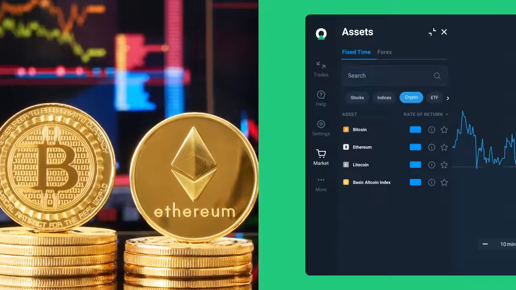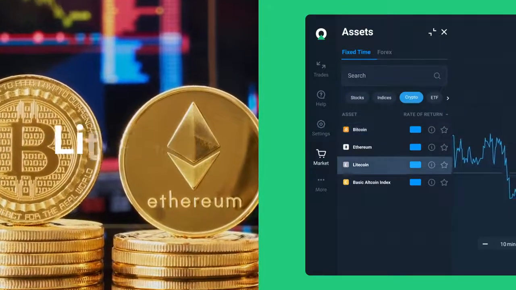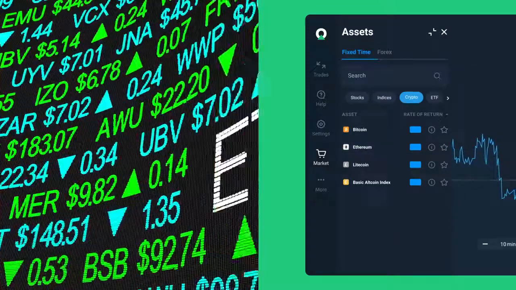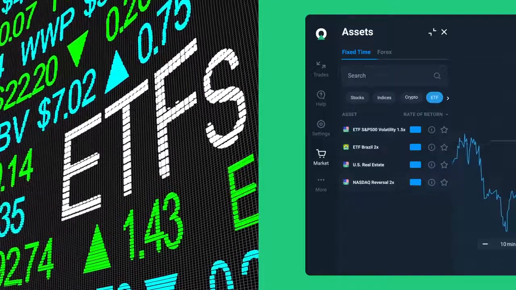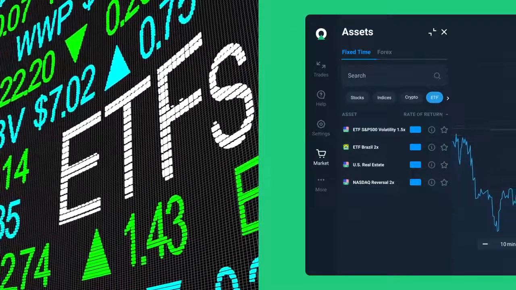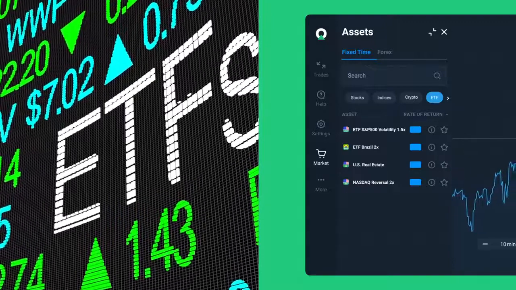Many traders love to trade cryptocurrencies, and you can take your pick here: Bitcoin, Litecoin, and Ethereum. And ETF. This is a collection of securities such as stocks and/or commodities. The securities can be dedicated to a certain sector like real estate or have different combinations. The most awesome thing is that you don't have to buy or own any of these assets. Simply trade and make money on their price fluctuations. Let me show you how.